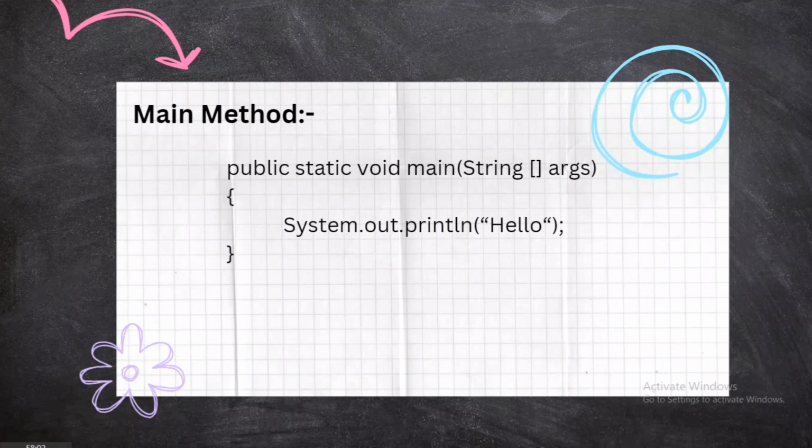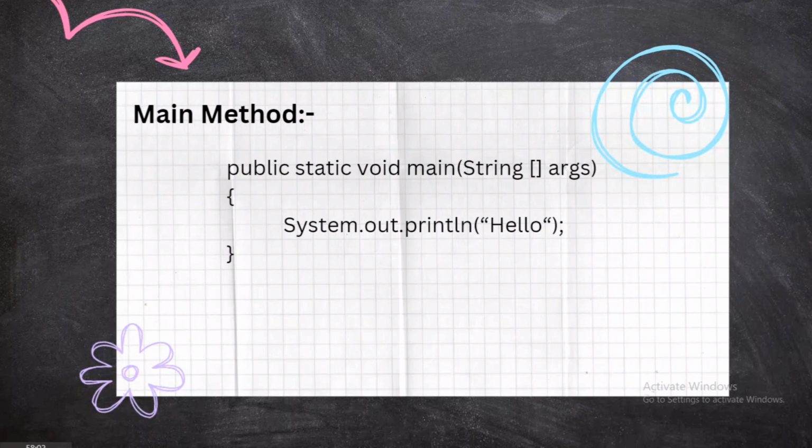Then we have a void. Void is the return type of the main method because the main method doesn't return anything. And why doesn't it return anything? Because as soon as the code execution has stopped, your stack gets freed, so even if you return any variable, there is no use of that variable. And that is why the main method never returns anything, and we have to declare it as void.